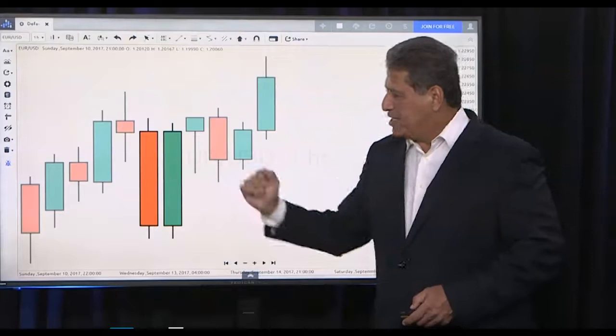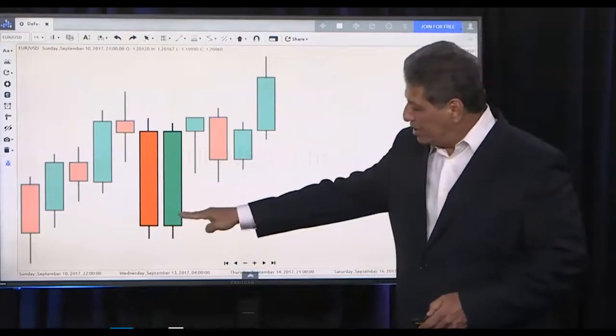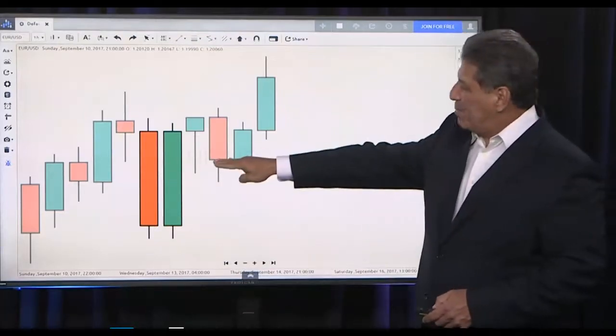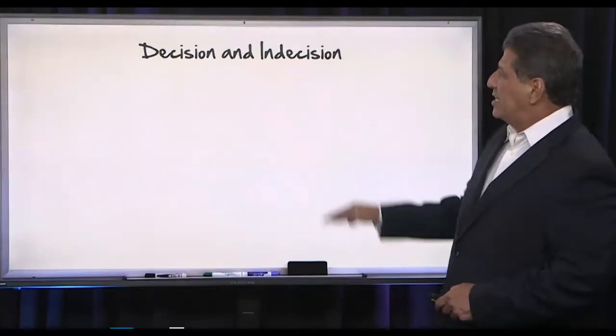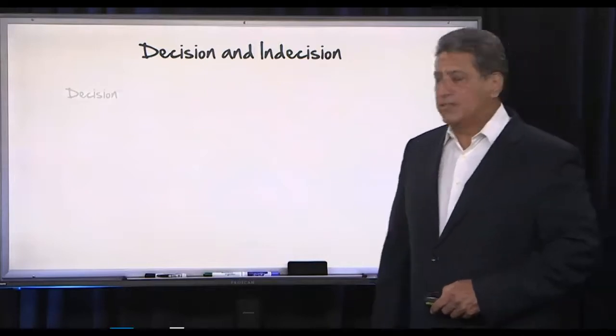You have a bearish decision candle here. You have a bullish decision candle here. This is a bearish decision candle. This is a bullish decision candle. So let's discuss decision and indecision candles.